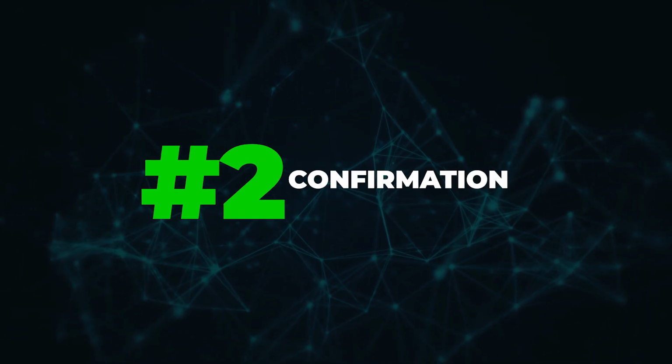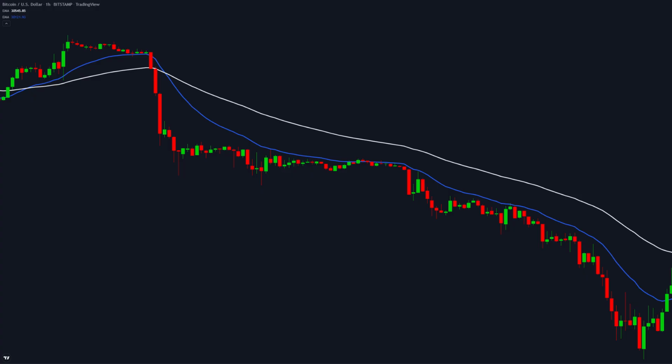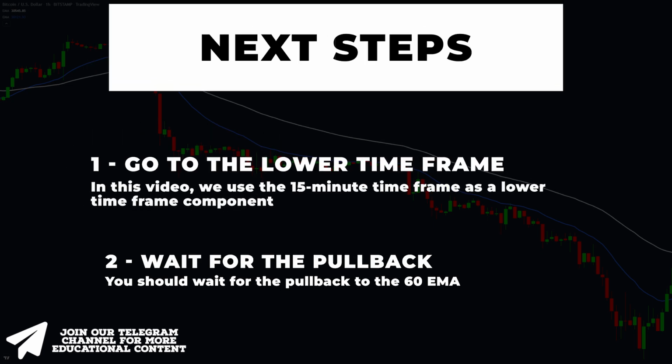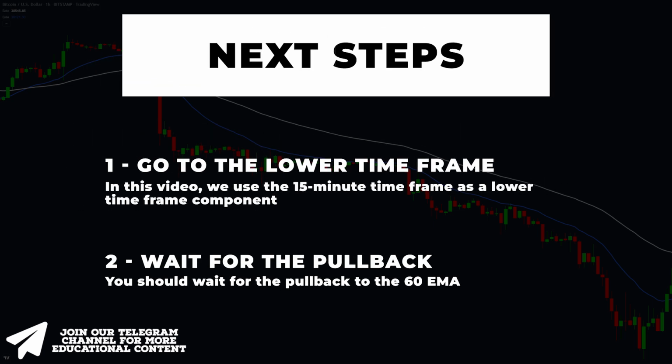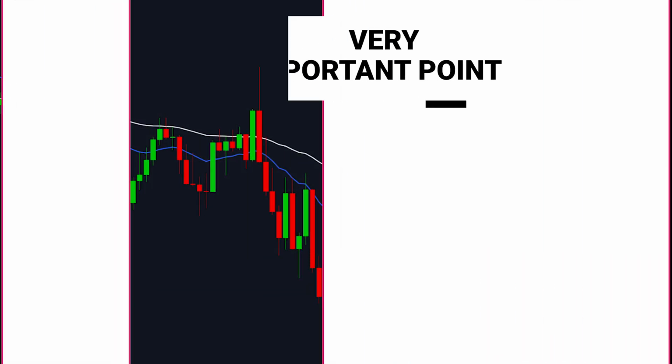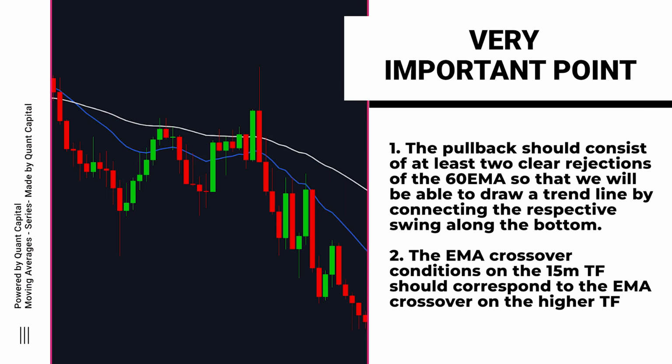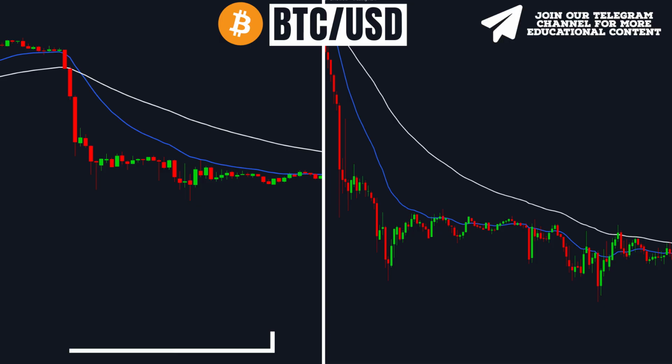Now, let's discuss the most important component of the strategy. After receiving an initial EMA crossover on the higher time frame, we should go to the lower time frame. In this case, we use the 15-minute time frame and wait for the pullback to the 60 EMA. And here's a very key point. The pullback should consist of at least 2 clear rejections of the 60 EMA, so that we will be able to draw a trend line by connecting the respective swings along the bottom. Also, the EMA crossover conditions on the 15-minute time frame should correspond to the EMA crossover on the higher time frame. Let's go back to Bitcoin and do the same step by step.